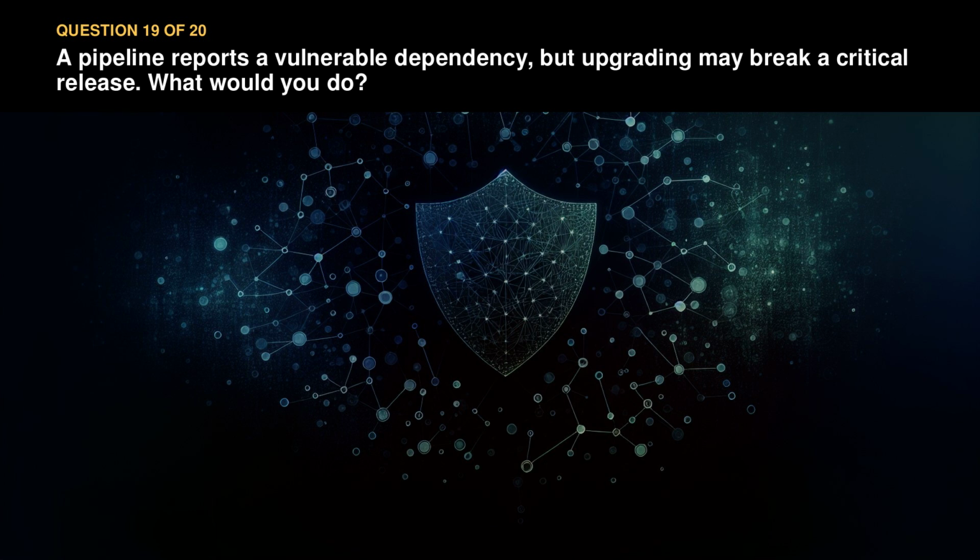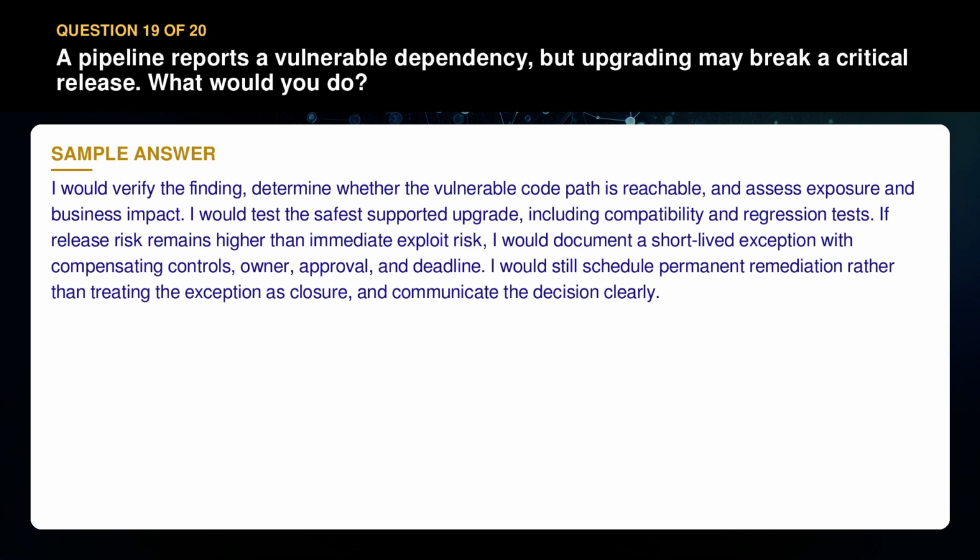Question 19. A pipeline reports a vulnerable dependency, but upgrading may break a critical release. What would you do? I would verify the finding, determine whether the vulnerable code path is reachable, and assess exposure and business impact. I would test the safest supported upgrade, including compatibility and regression tests. If release risk remains higher than immediate exploit risk, I would document a short-lived exception with compensating controls, owner, approval, and deadline. I would still schedule permanent remediation rather than treating the exception as closure, and communicate the decision clearly.